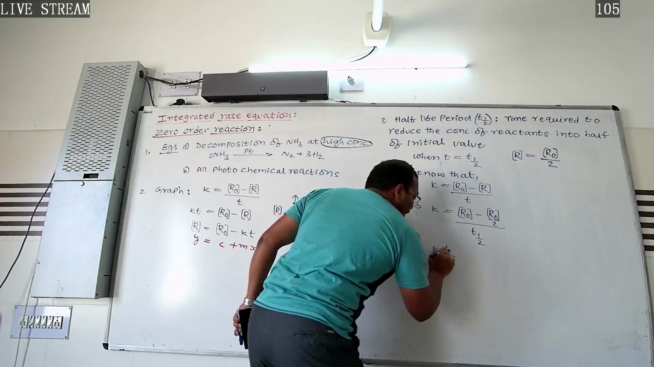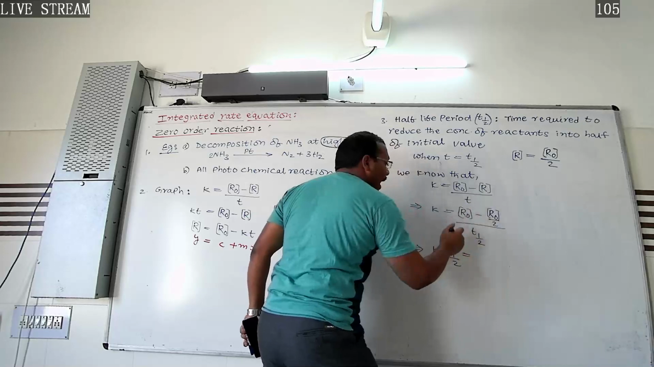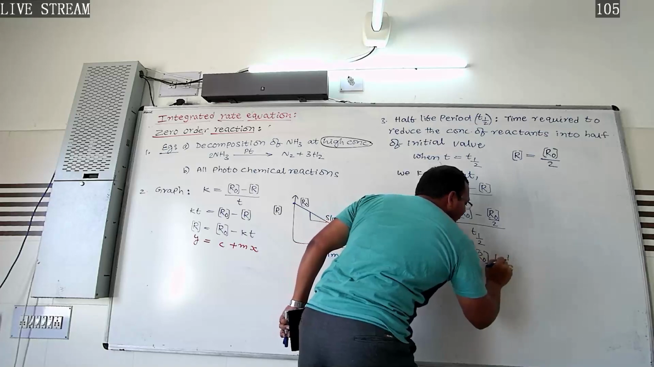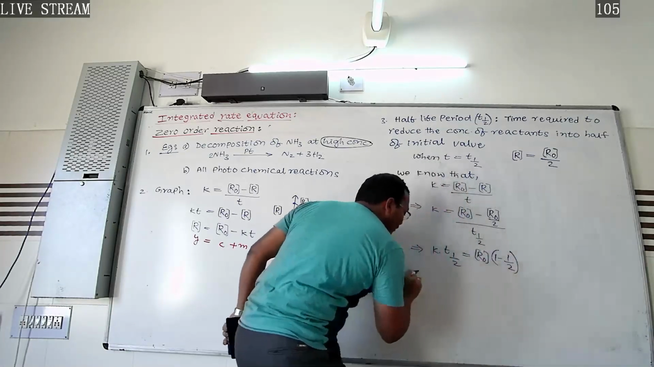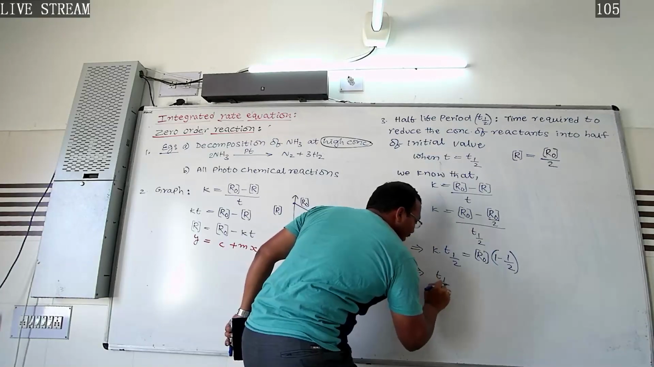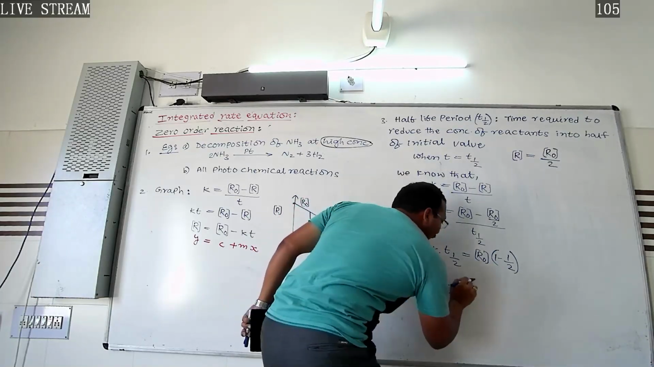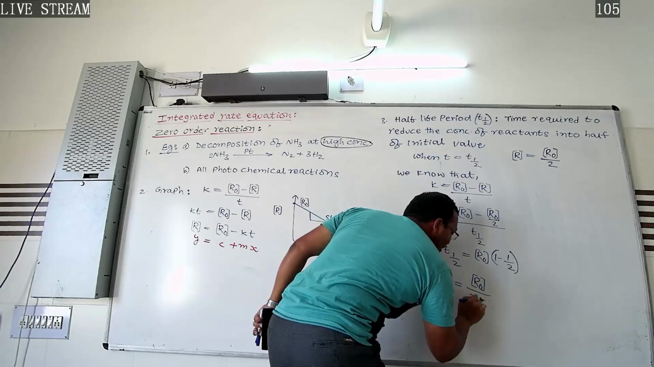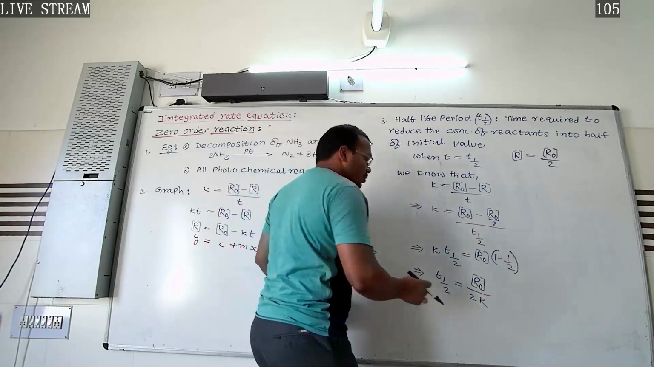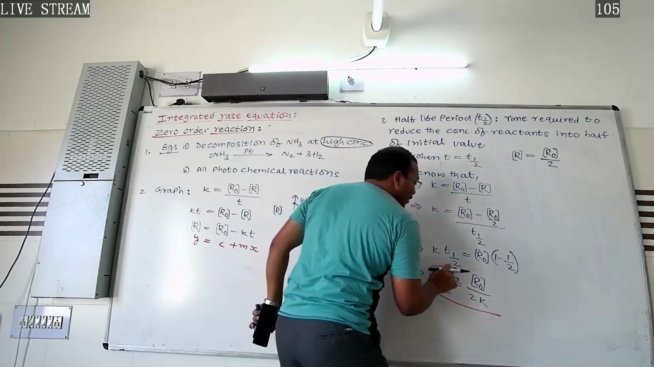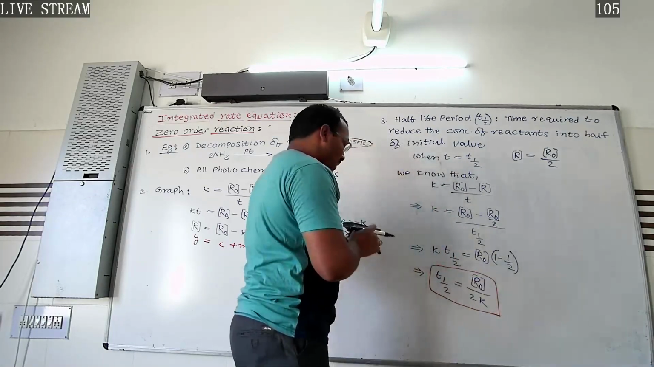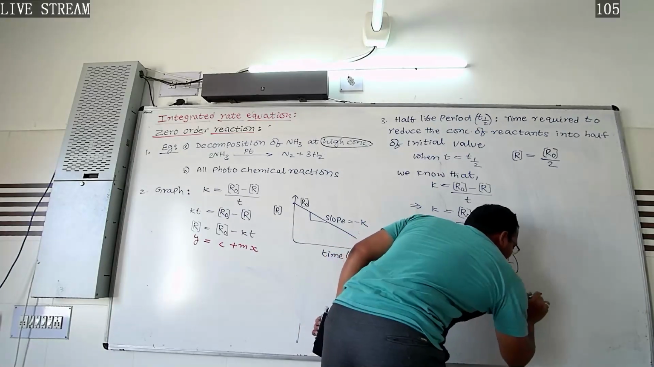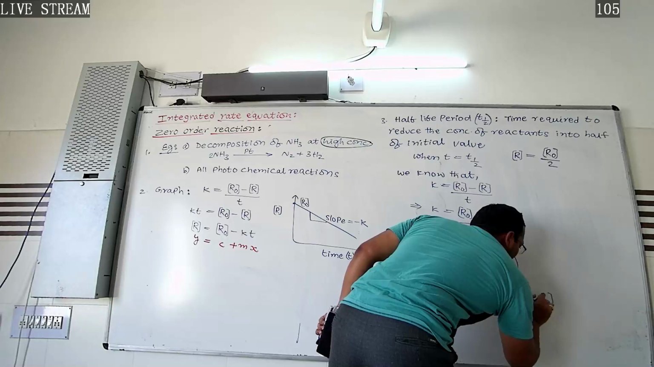K into T half is equal to, here R naught is taken as common, 1 minus 1 by 2, which means half is left. So therefore T half is equal to R naught divided by 2K. This is the final answer. So half-life period T half is equal to R naught by 2K. Or you can remember the T half value is directly proportional to R naught.